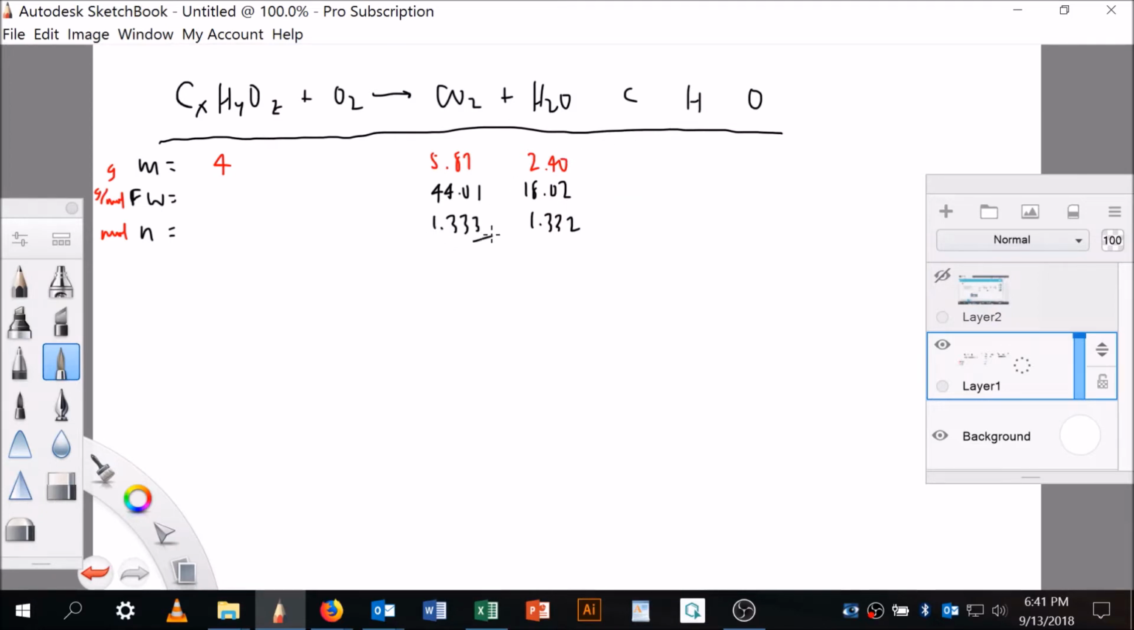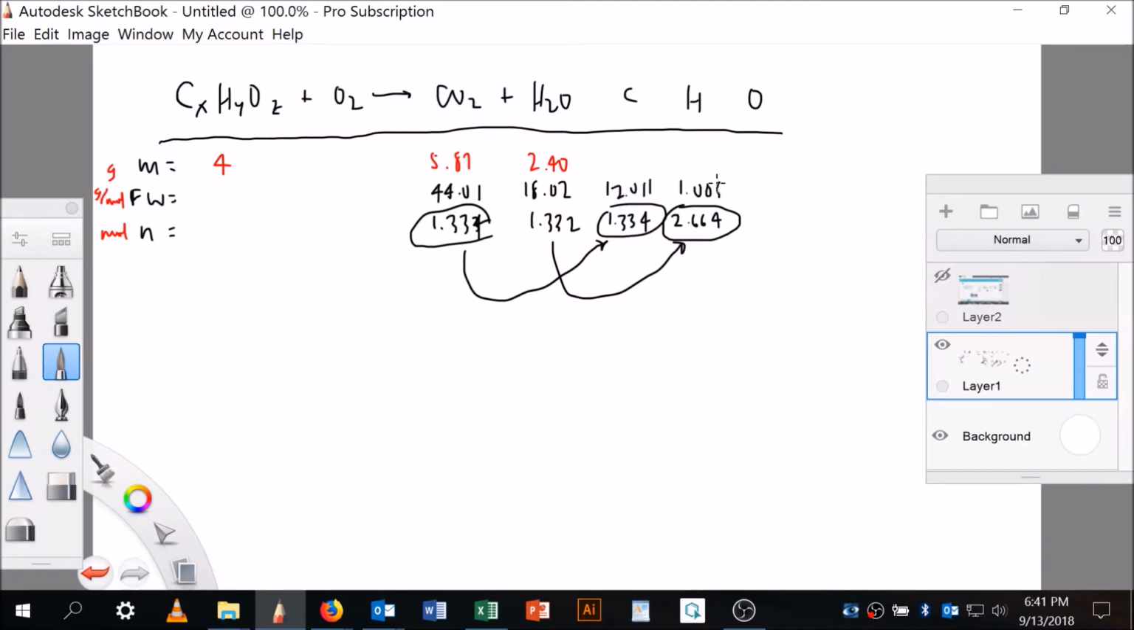Okay. So the moles of carbon then is the same as the moles of carbon dioxide because it's a 1-to-1 ratio, 1.33. I'm going to change this to the number it really was in my calculator, 0.334. And this one is going to be double that, 1.332, times 2 equals 2.664. And this formula weight is 12.011. This formula weight is 1.008.